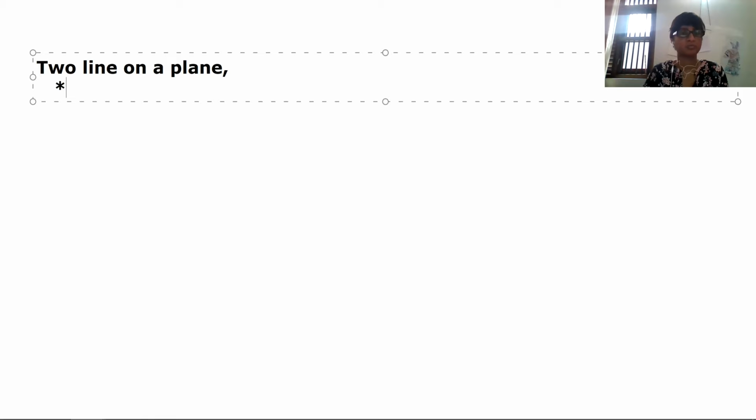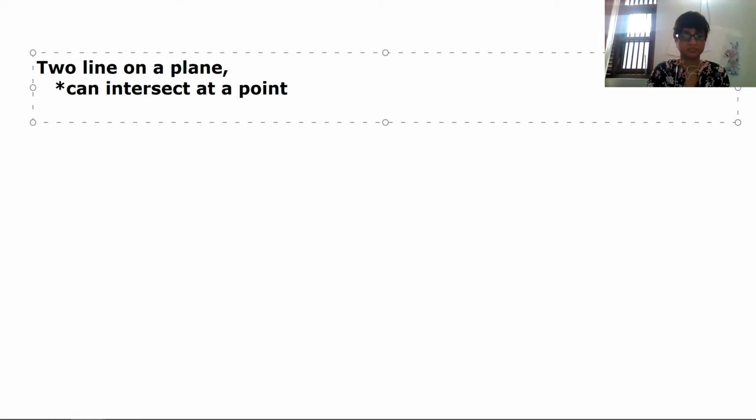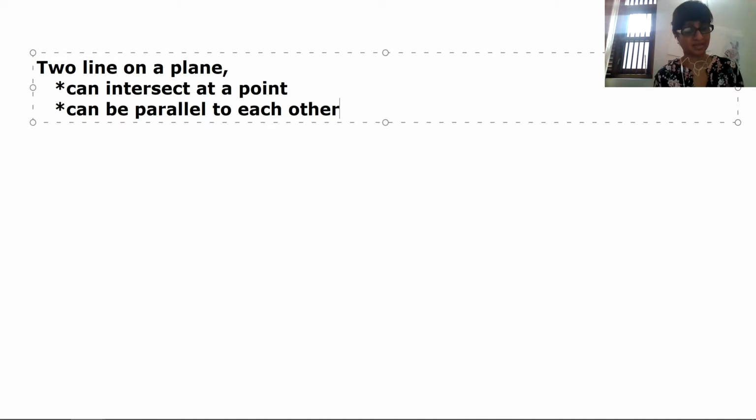So I want to put a bullet point. I'll put a star. The first bullet point: they can intersect at a point. Or what's the other case that can happen? If they don't intersect, then they are parallel. So they either intersect or they don't. The case that they don't is when they are parallel, right? This is not anything difficult to understand. It's all clear.